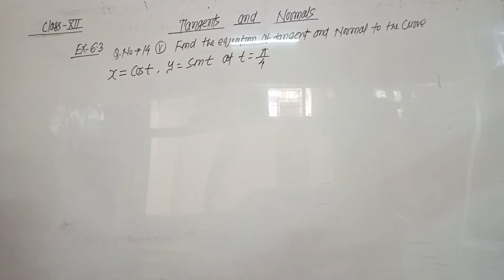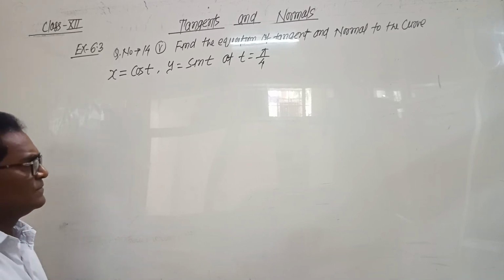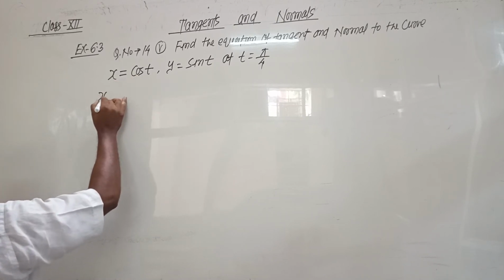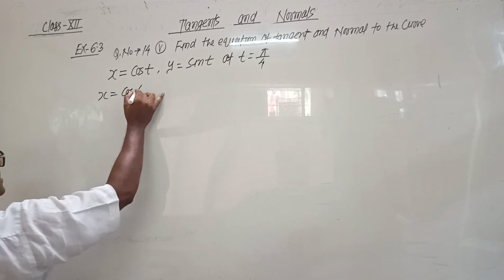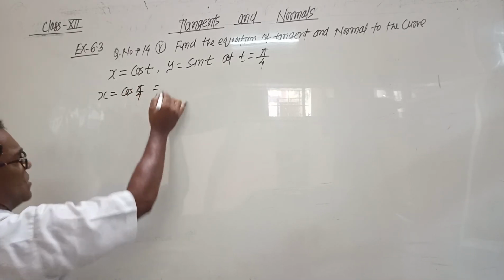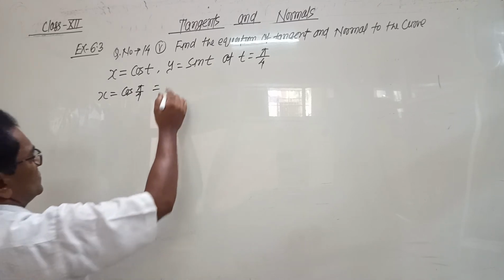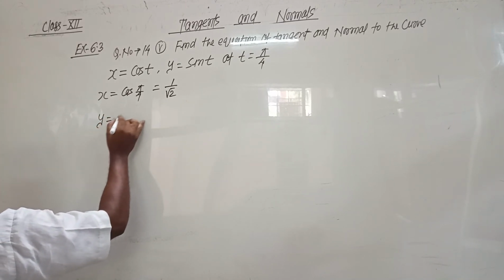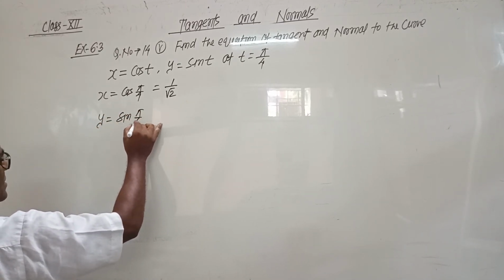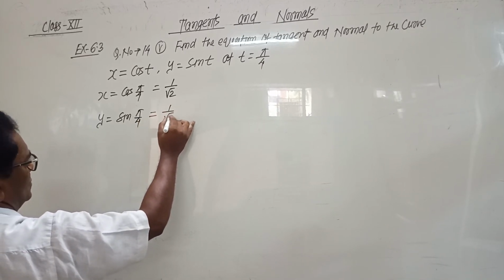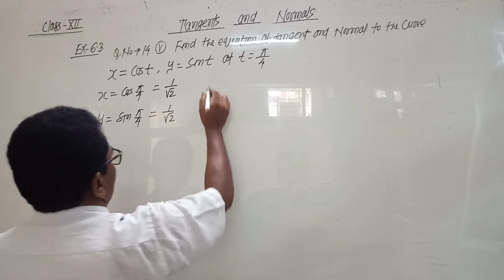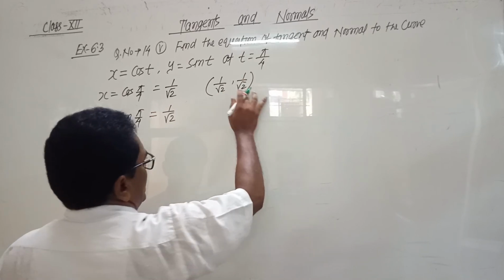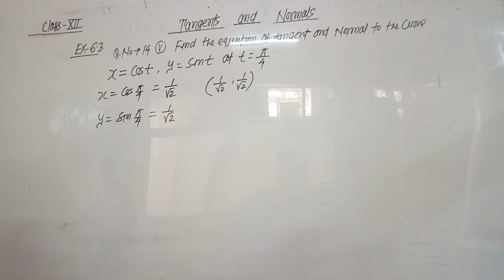So firstly we will find the value of x1 and y1. Put the value of t equals to pi by 4 in this expression. So x equals to cos t means cos pi by 4, and the value of cos pi by 4 is 1 by root 2. Then y equals to sin t means sin pi by 4, which is also 1 by root 2. So the point we obtain is (1 by root 2, 1 by root 2). This is the point x1, y1 on the curve.